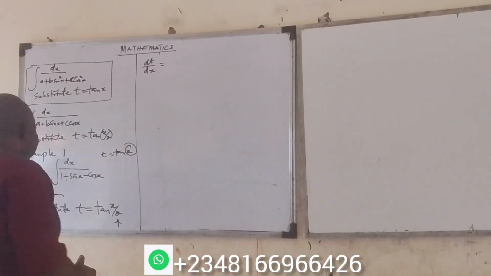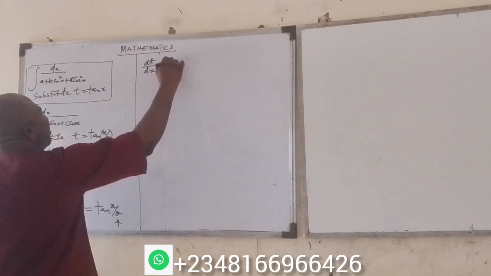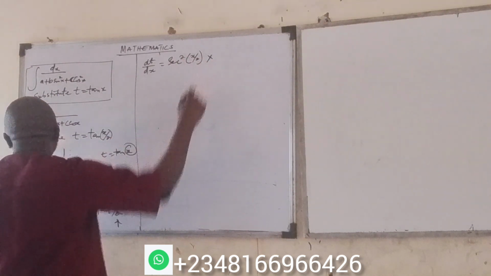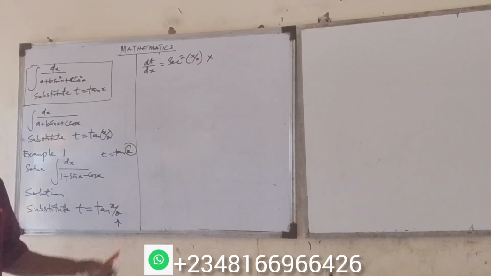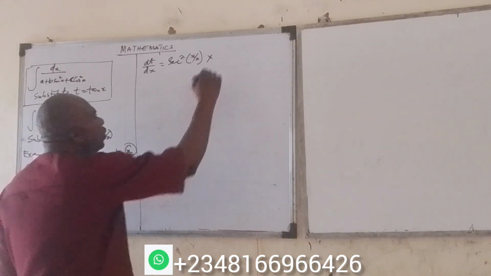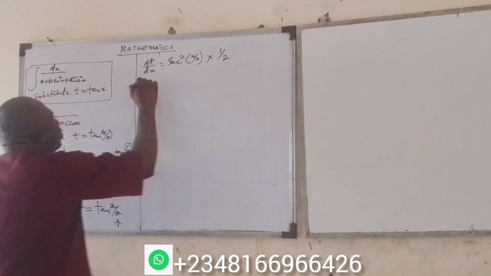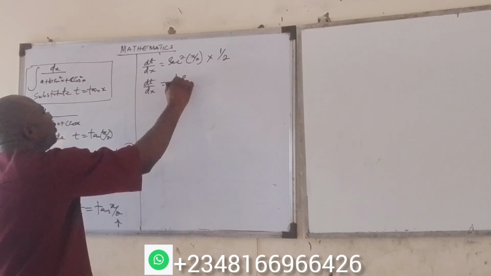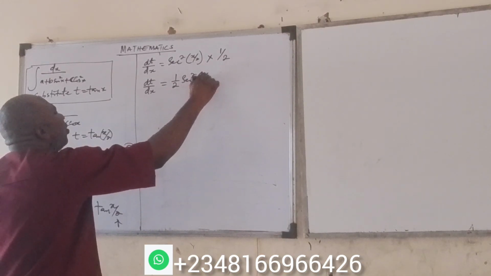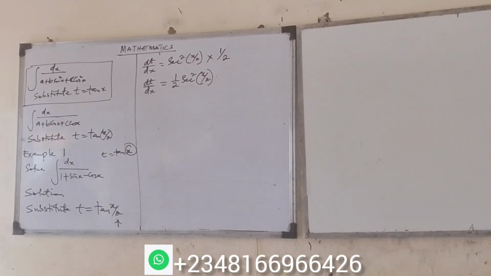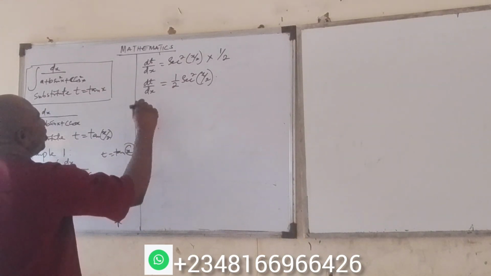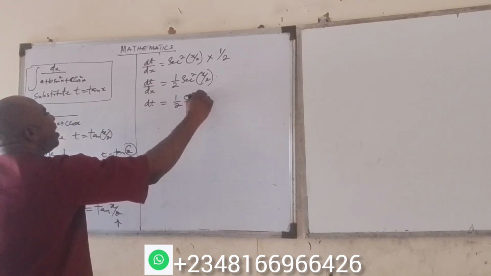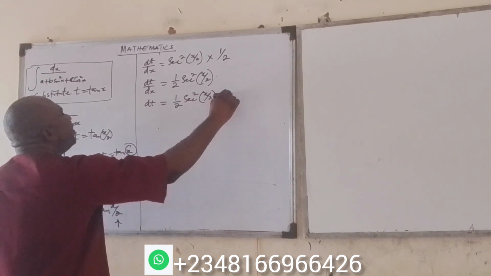So in this case, dt over dx will be equal to sec squared x over 2, then you multiply it by the derivative of this function. Of course, when you differentiate x over 2, it gives 1 over 2. So dt over dx will be equal to 1 over 2 sec squared x over 2. Now, if dt over dx is equal to this, it means dt will be equal to half sec squared x over 2 dx.